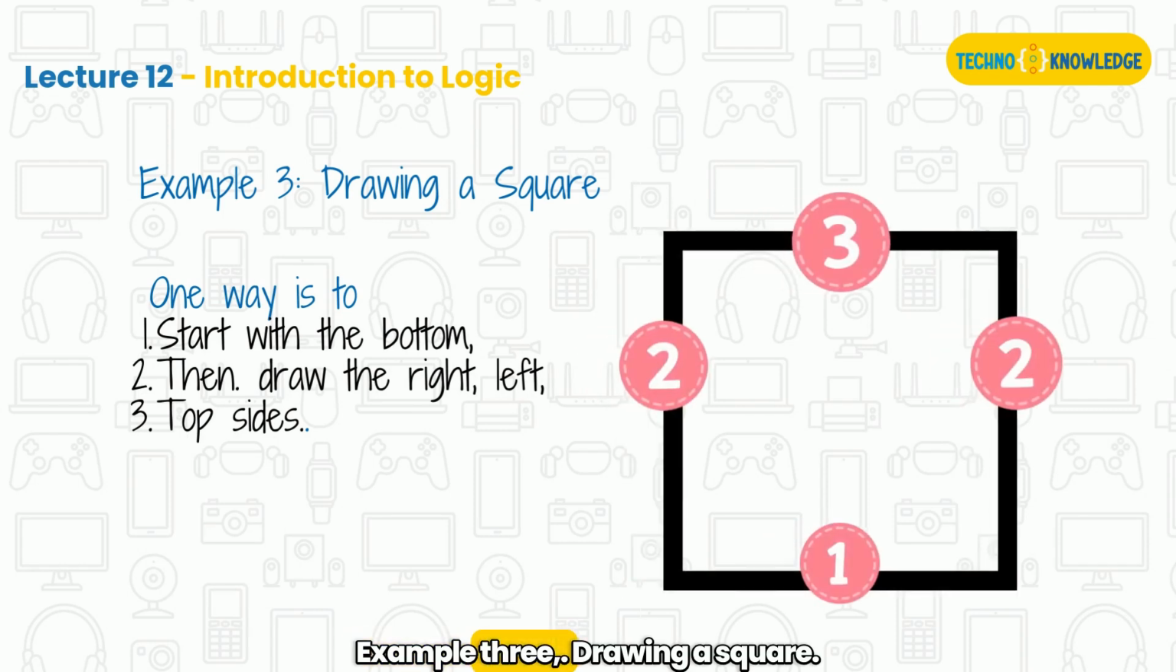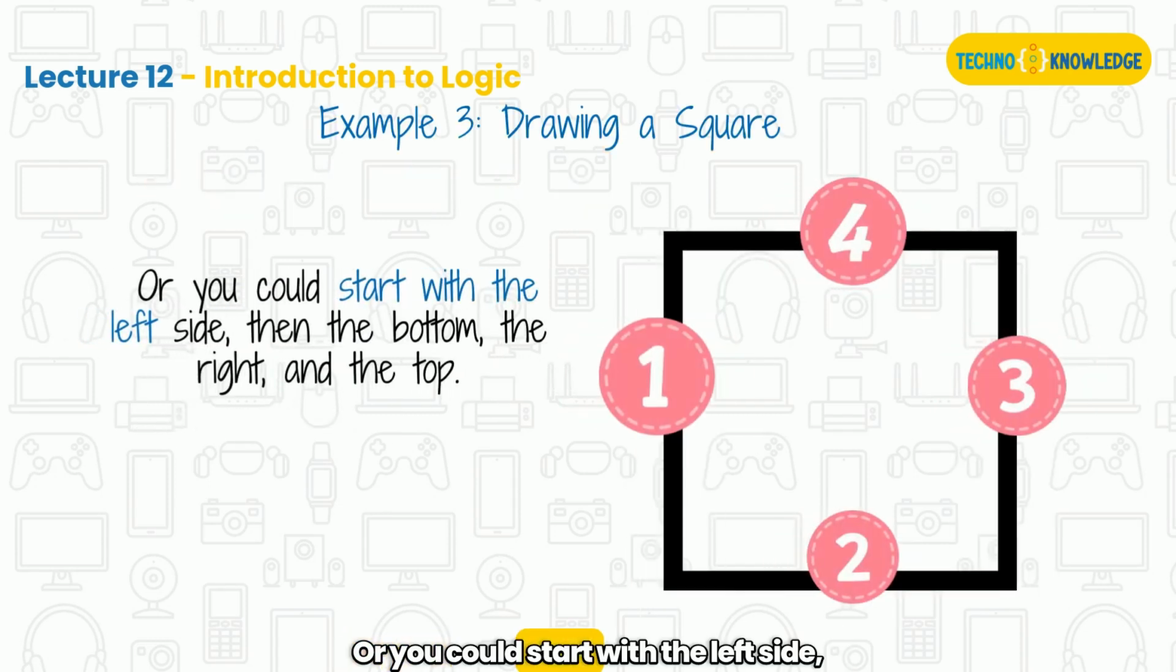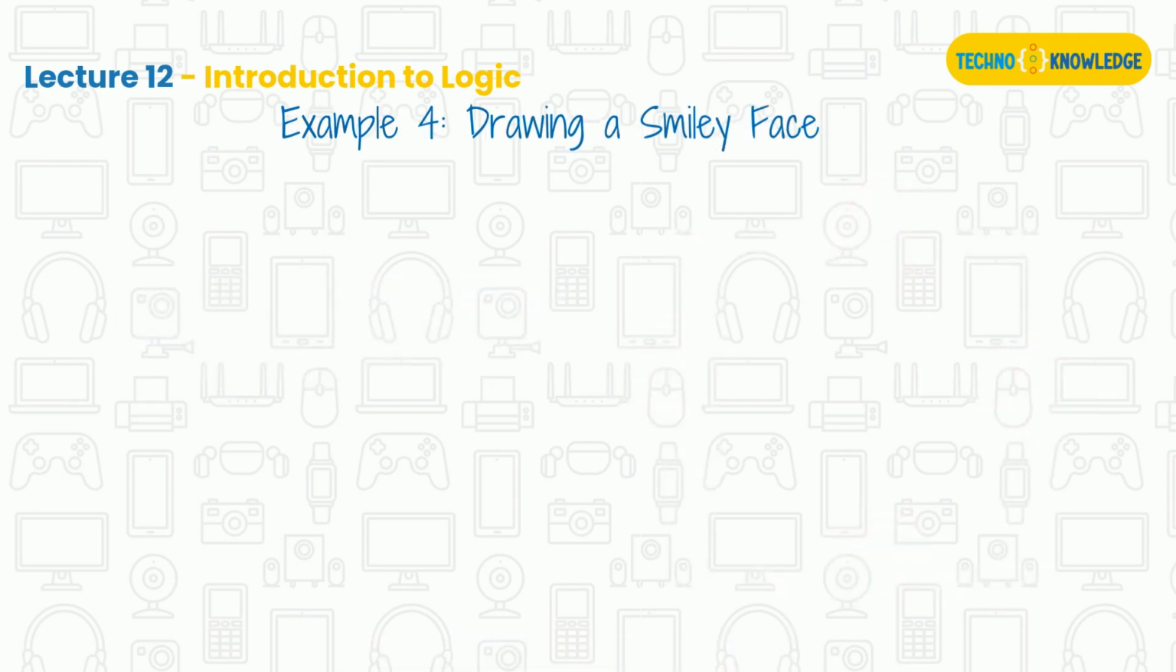Example 3. Drawing a square. How would you draw a square? One way is to start with the bottom, then draw the right, left, and top sides. Or you could start with the left side, then the bottom, the right, and the top. Everyone has their own way. That's what makes logic so cool.